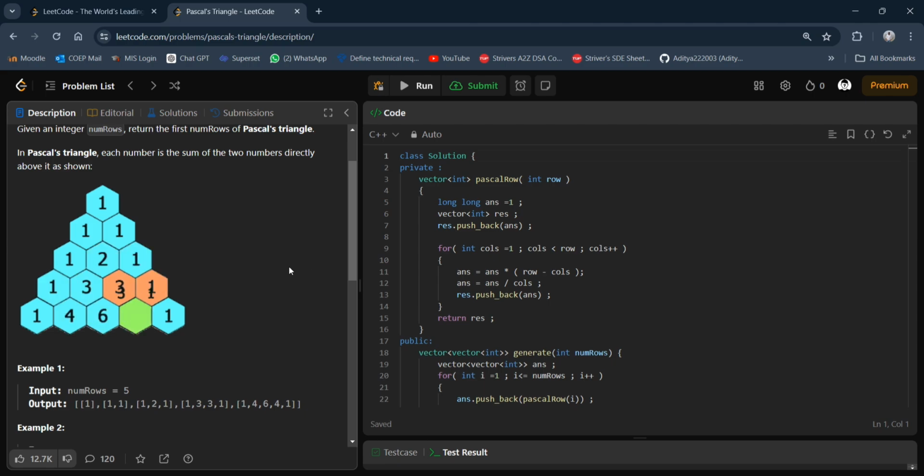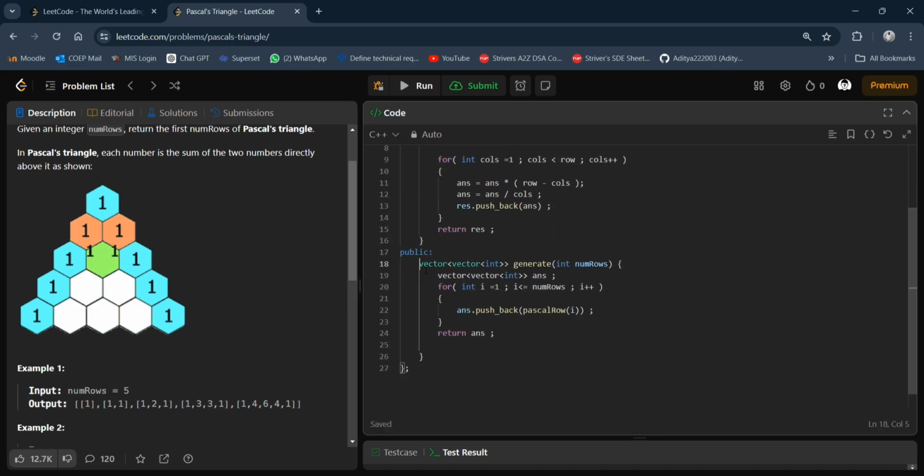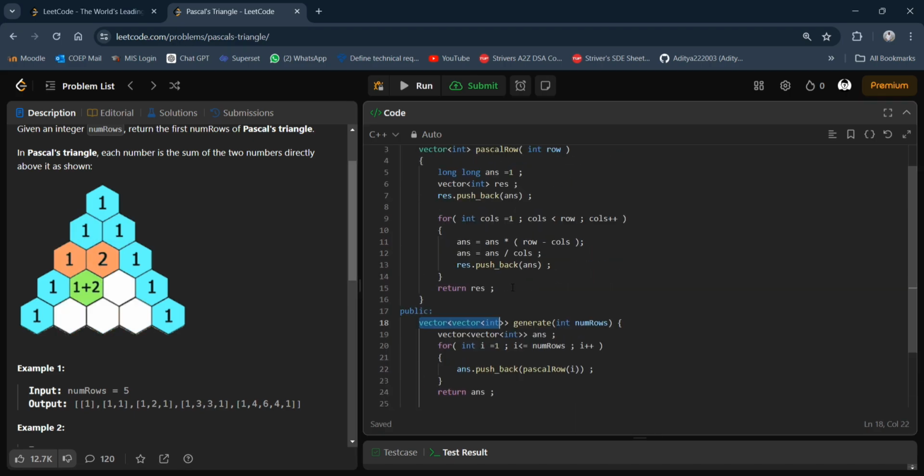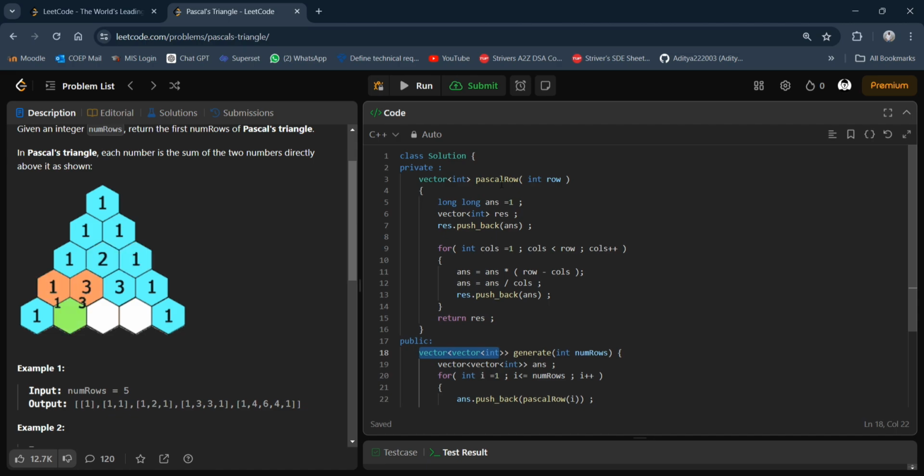The combination formula is nCr, that is n factorial upon r factorial times (n minus r) factorial. We'll understand it first, and step by step we'll build the combination formula. First we have to return a vector of vectors, so we make a function which returns the rows. Then we'll generate the rows according to the indexes. First we'll see this Pascal row function, which I have made to return the vector.